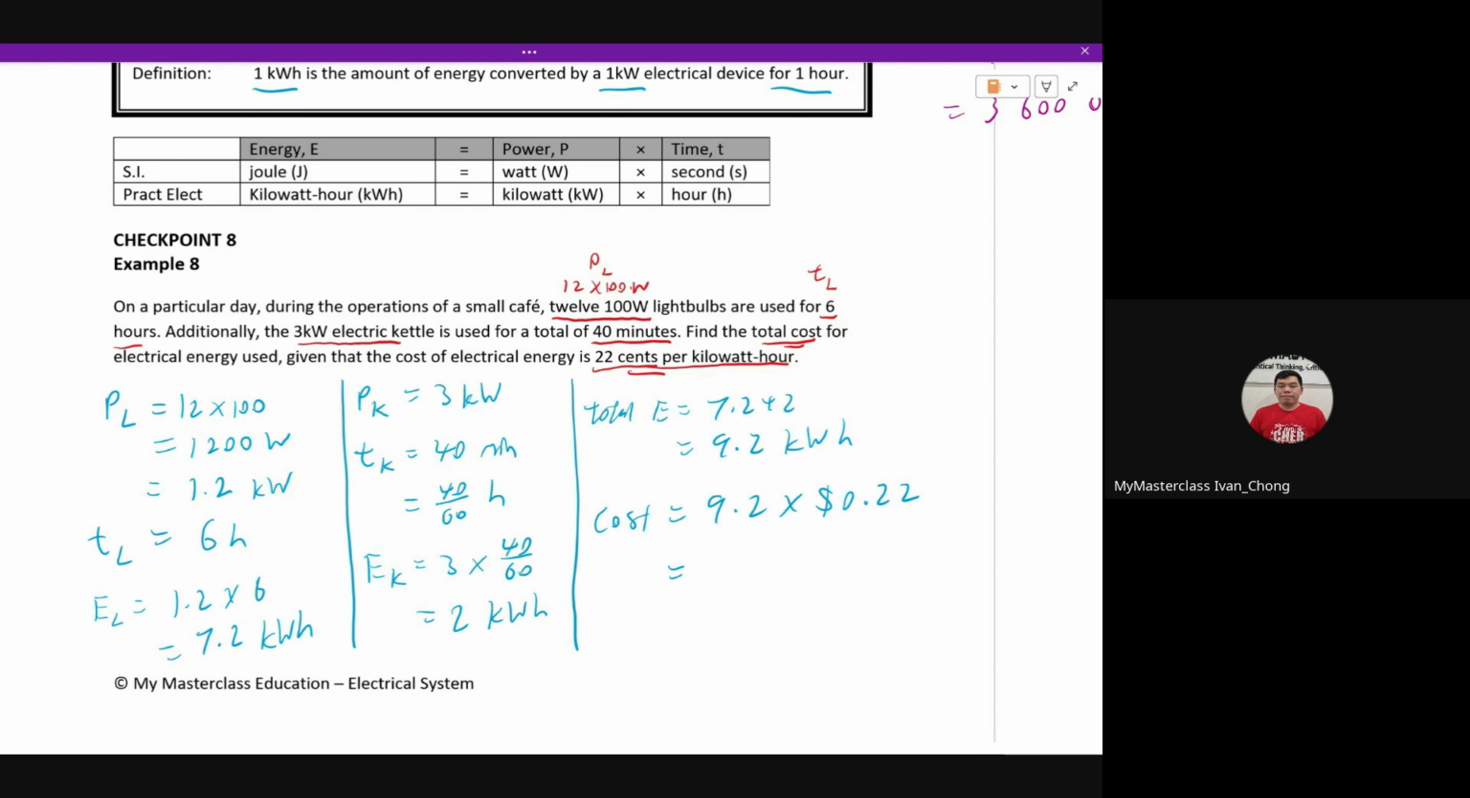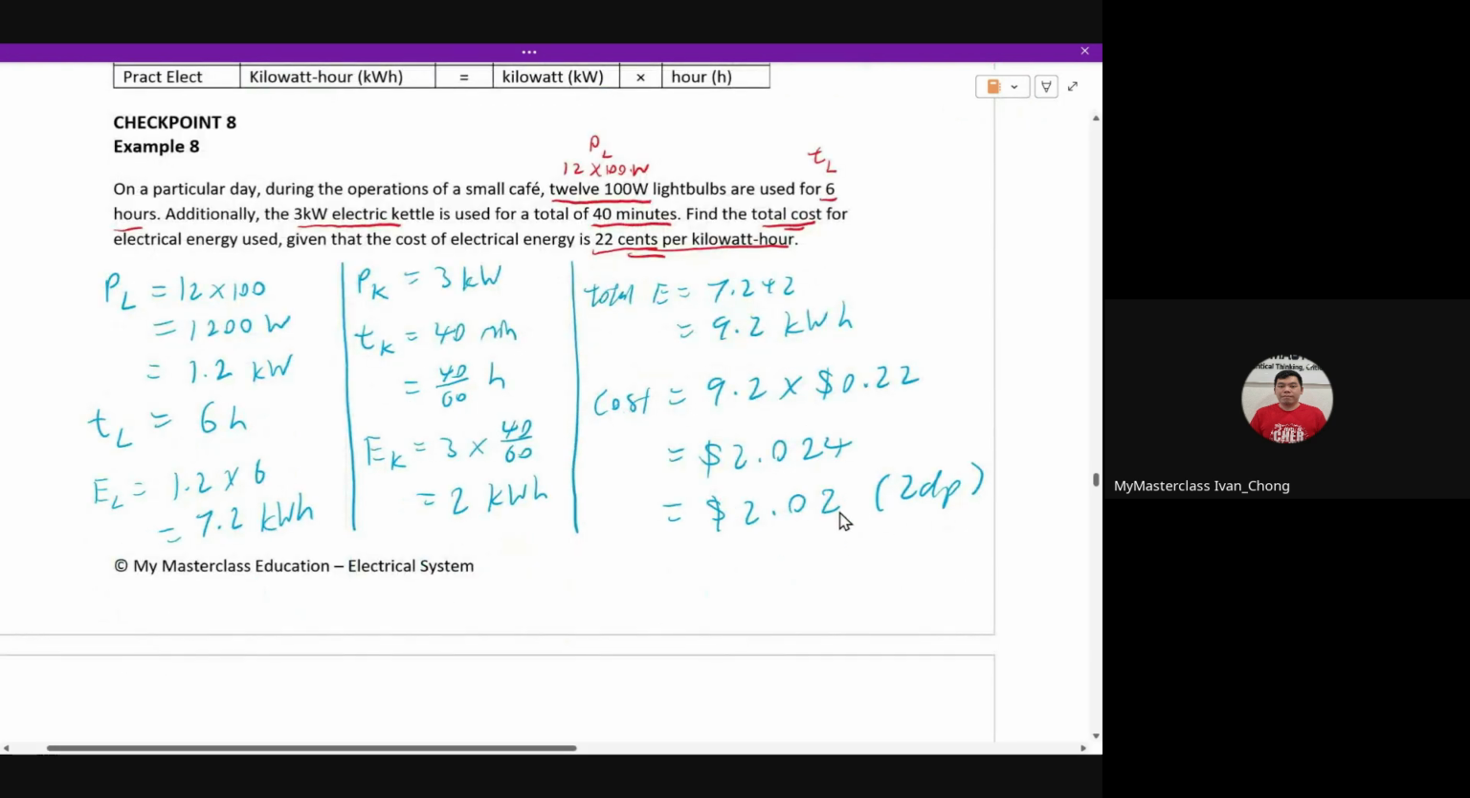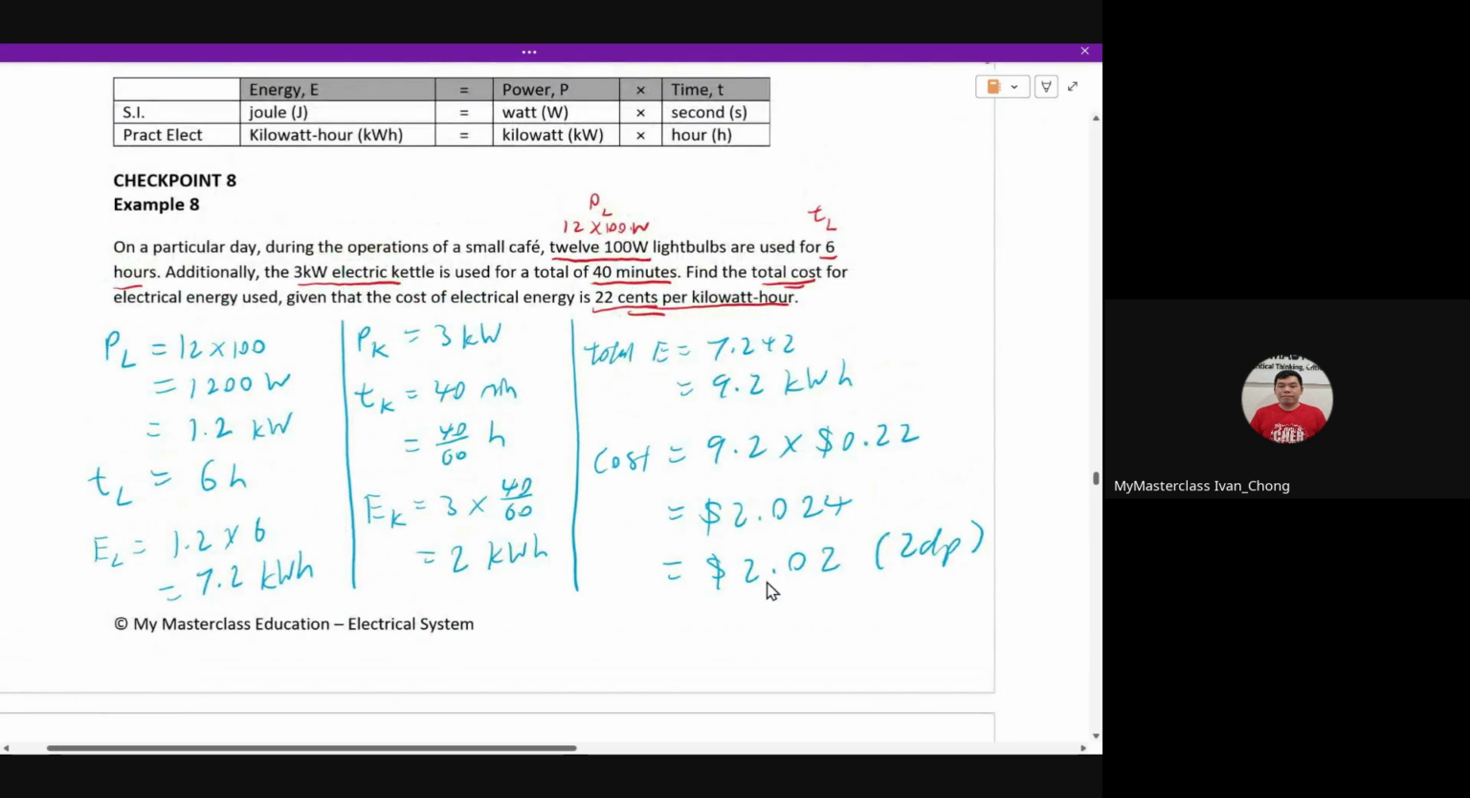Okay, so let me just press my calculator. You end up with 2.24, and we're going to round it up to 2.24, because for money, we always use 2 decimal places. So it's a bit special. We don't use SF, we will use decimal places for money itself.